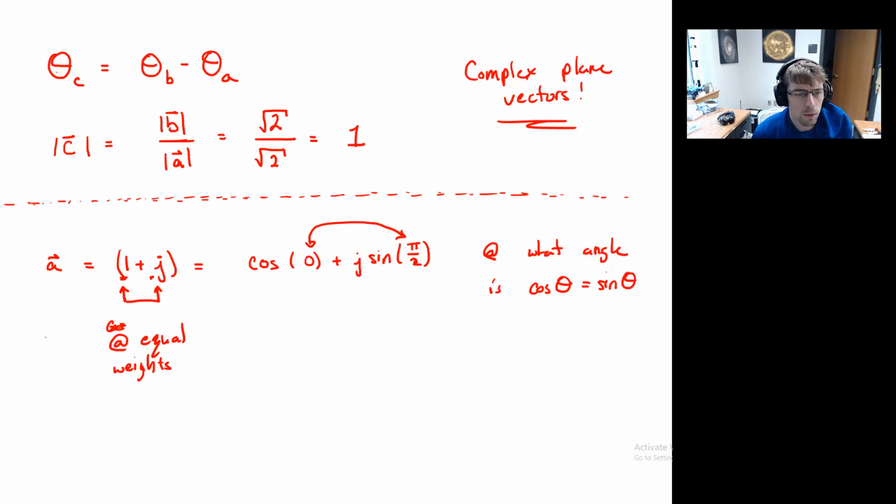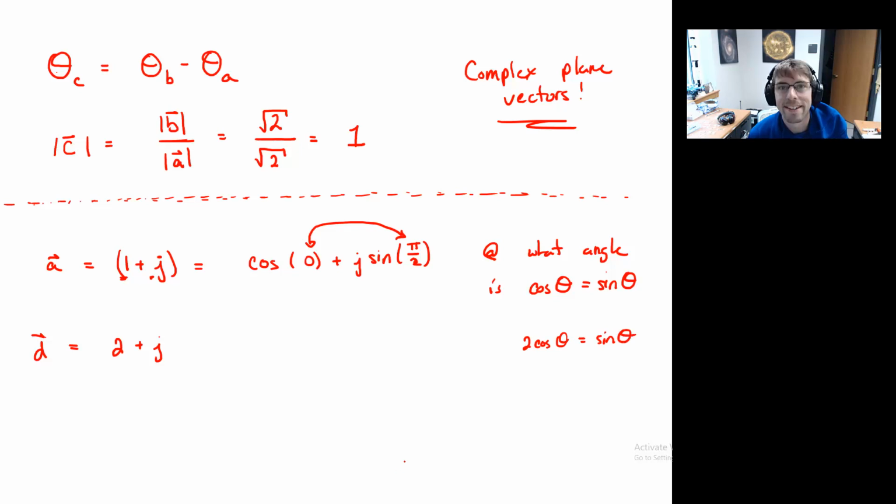Now, of course, if you said, well, what happens if they're at unequal weights? That's fine. Say you have some vector D, some phasor D, where it's 2 plus j, unequal weights. Then I need to find at what angle 2 cosine of theta equals sine of theta. Okay. I'll get a different angle. I can still find the answer. Okay. So returning back to our initial one, I could rewrite this as cosine of pi over 4 plus j sine of pi over 4.